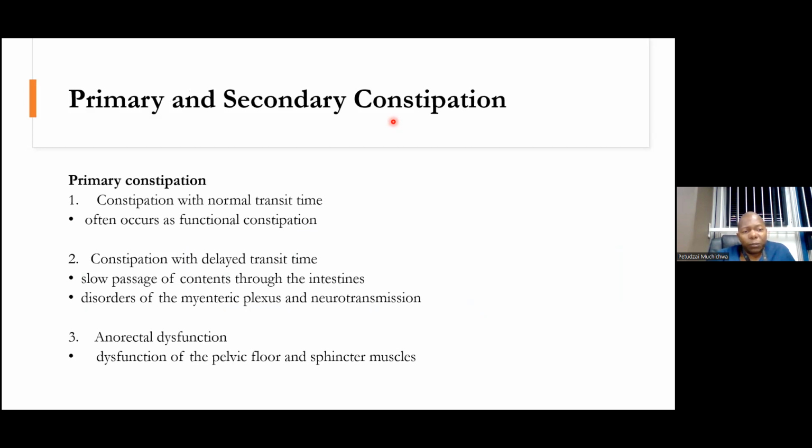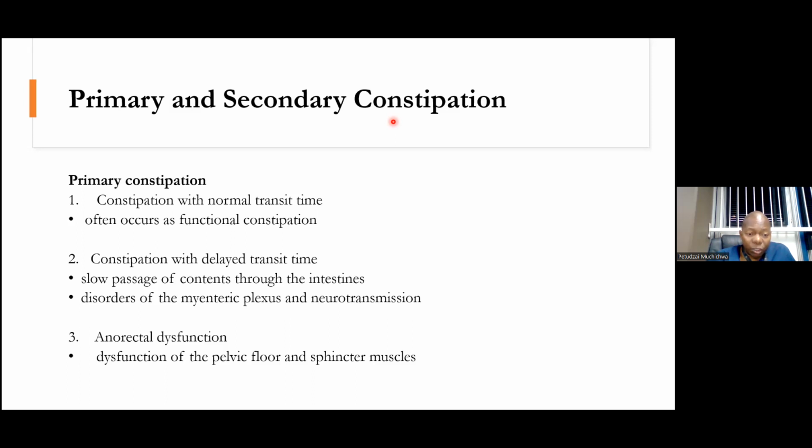When we look at constipation, we classify it into primary or secondary constipation, for which primary constipation has three entities. Number one is constipation with normal transit time, which often occurs in patients with functional constipation. We'll look into the Rome classification of functional GIT disorders and then define functional constipation. Number two, under primary constipation, is constipation with delayed transit time, whereby there is slow passage of contents through the intestines.